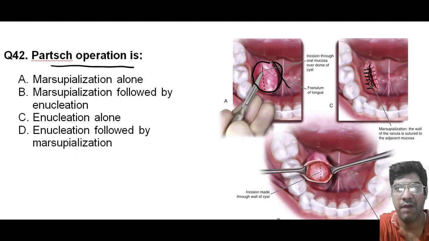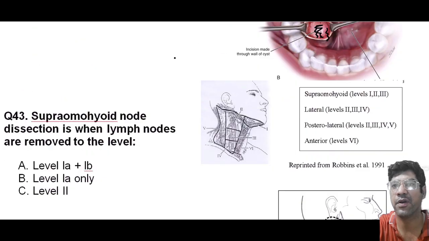So the surgeon will make an incision or opening into the cyst cavity. That will allow access to the contents inside. The surgeon then carefully sutures or stitches the wall of the cyst to the surrounding oral mucosa. By attaching the wall of the cyst to the mucosa, a pathway is created for fluids to drain. So the Pash operation is marsupialization alone. Remember that from the exam point of view.